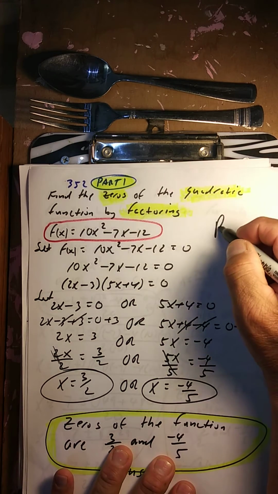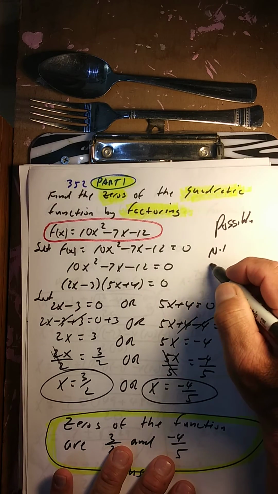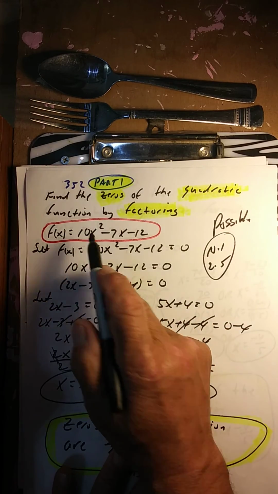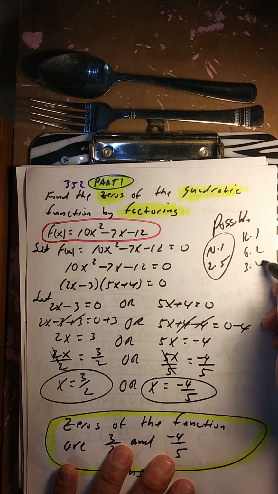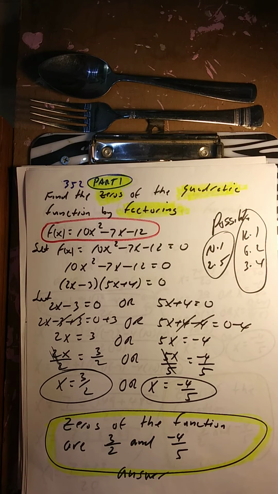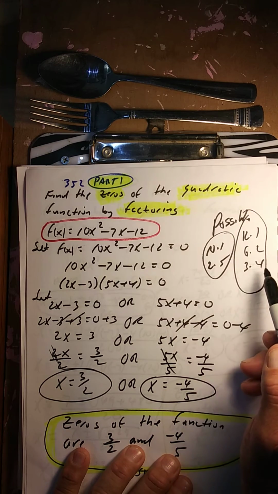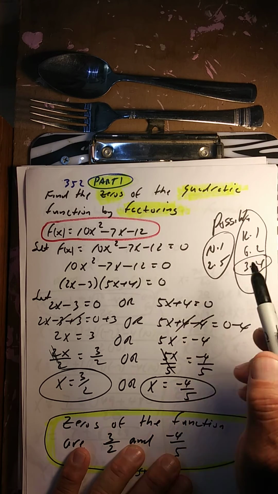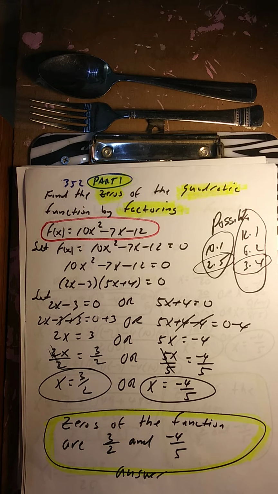All right, let me write this over here. The possible numbers are 10 times 1, 2 times 5, because of that. And the other one was 12 times 1, 6 times 2, 3 times 4. These are all the possible numbers we could have used, but we ended up using this number right here, and this number right here. And that's what worked for this problem. That's why I got the possible numbers.